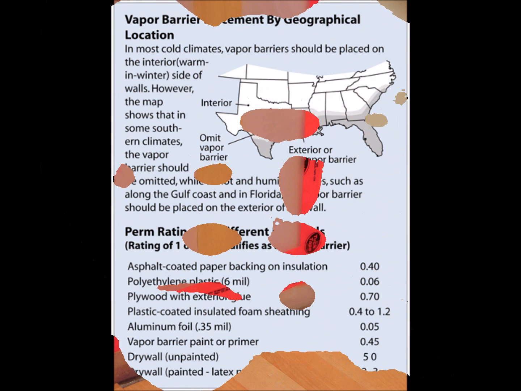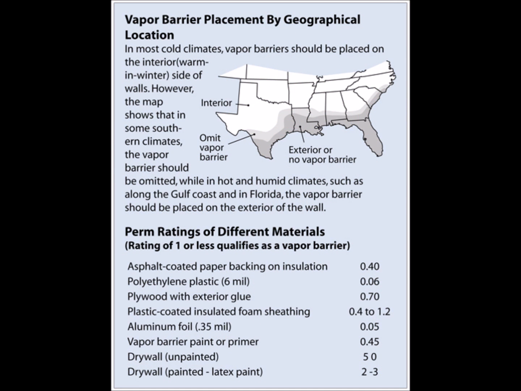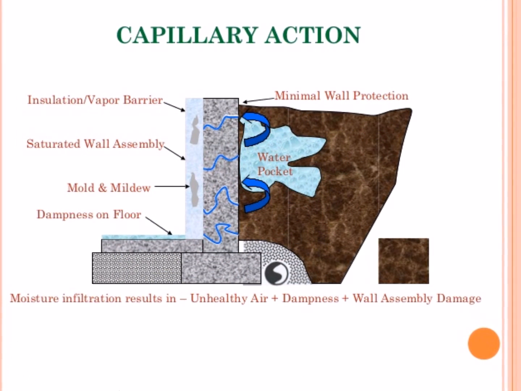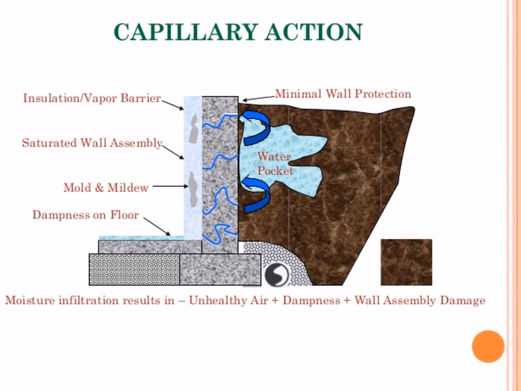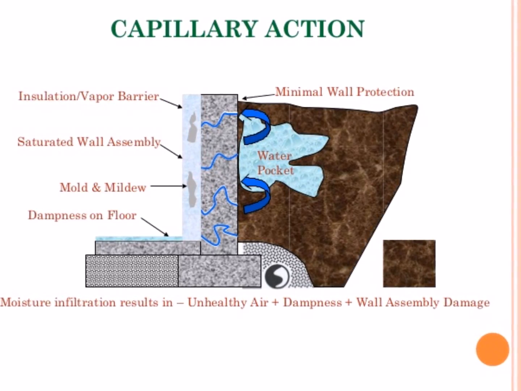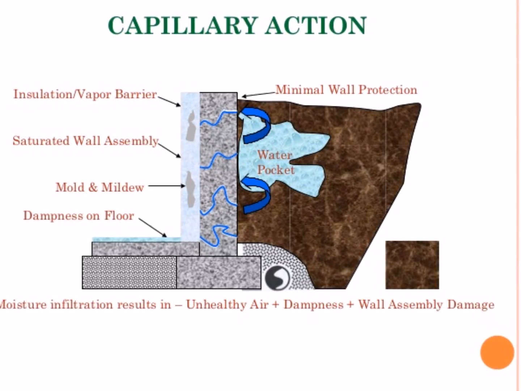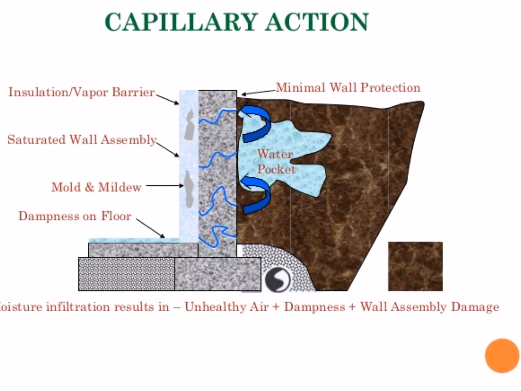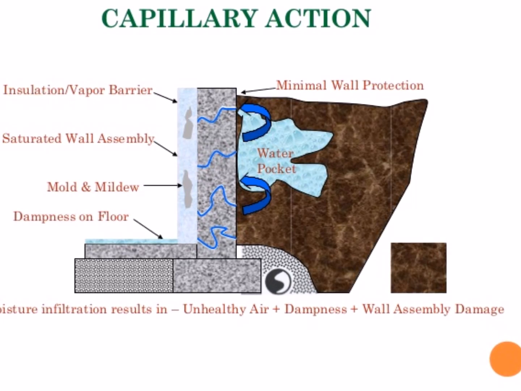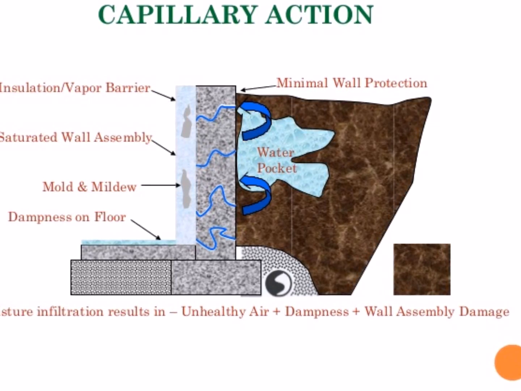Let's review rules for water movement. Water vapor travels from areas of high pressure to areas of low pressure. Water vapor travels from warm areas to cold areas driven by heat. Water always runs downhill. Water vapor travels from wetter areas to drier areas driven by what we call capillary action. The long and short of it is this: water can move in many directions through the building's exterior envelope and inside the home as well.